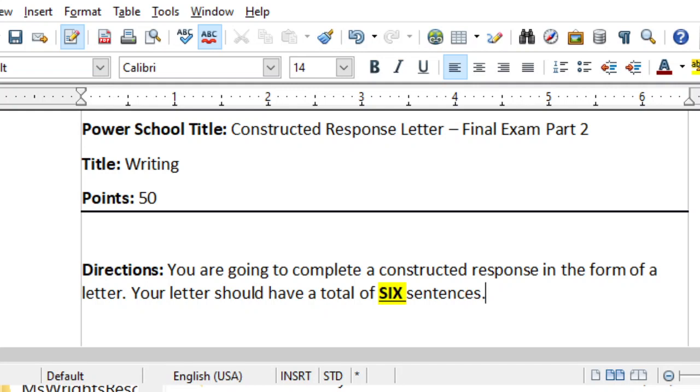So a constructed response is just simply a written response to a question. It's usually in the form of a paragraph. It can be more than a paragraph, but it's usually a paragraph, and you must use textual evidence to support your opinion. You're just going back to the text and finding examples or lines from the text to support your opinion.